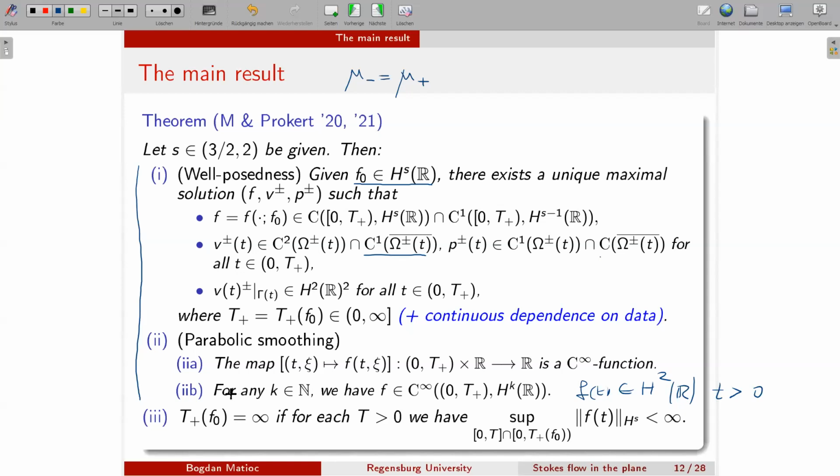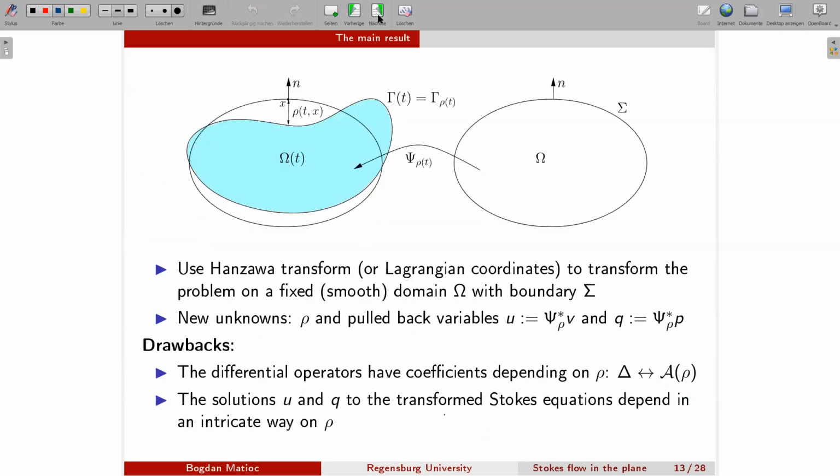Moreover, we have a criterion which says that if we can bound the H^s norm of f on each interval (0, capital T) intersected with the definition domain of the solution, then the solution is global. T plus is infinite. So this is the result, and now I will give some ideas of proof and what can be done and what we did.